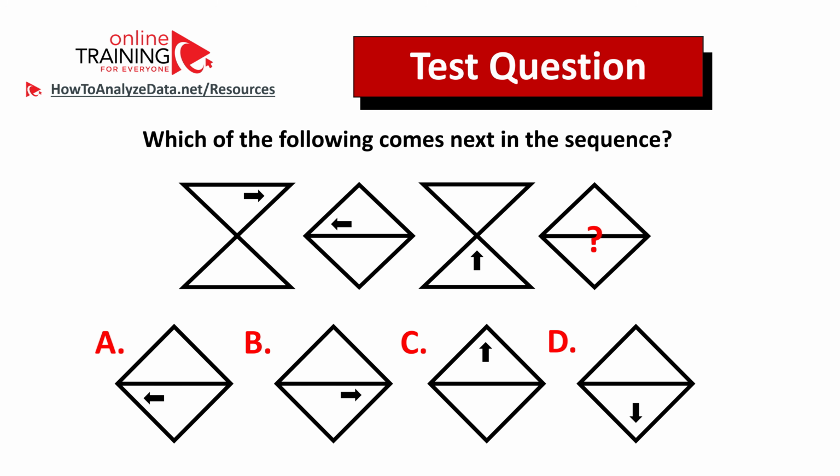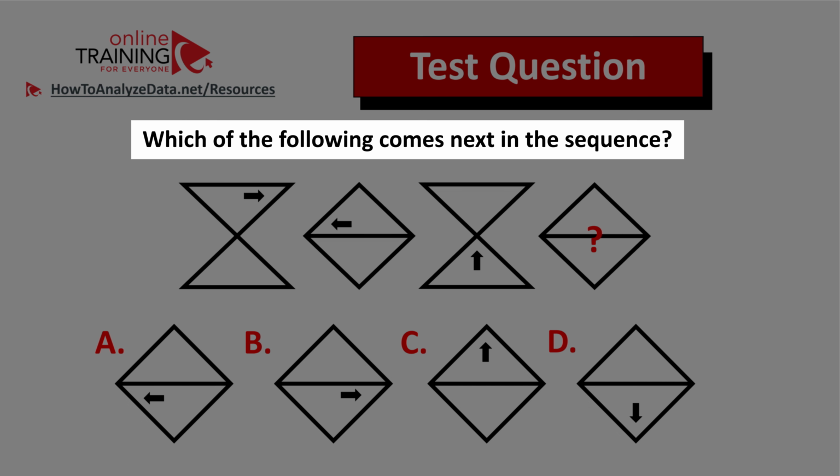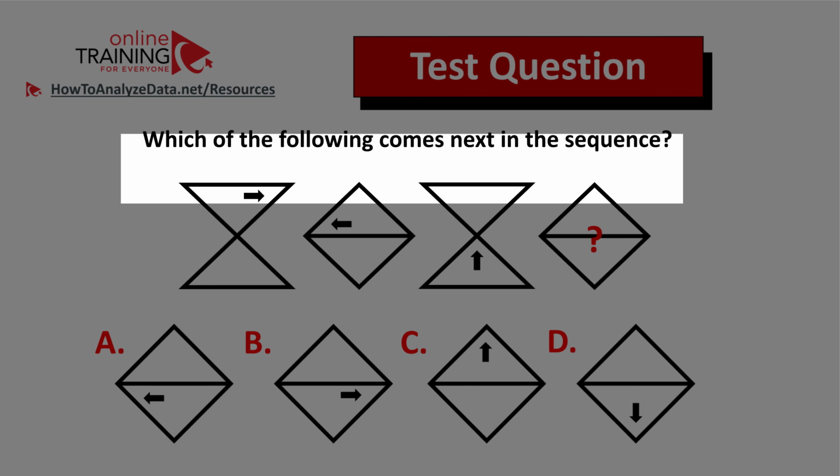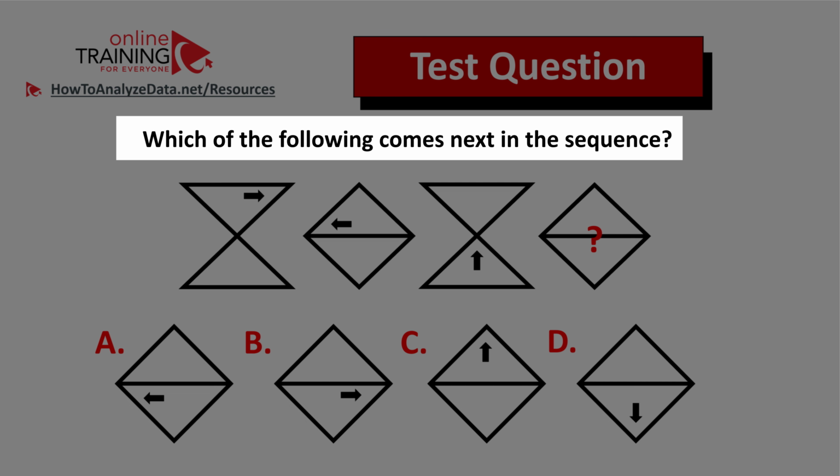Here is a very tricky question which is very unusual compared to the others. But once you know the pattern, it is very easy to solve. Here is the question: which of the following comes next in the sequence? You're presented with a sequence of 4 items, and you need to determine the arrow's location for item number 4. You have 4 different choices, A, B, C, and D.